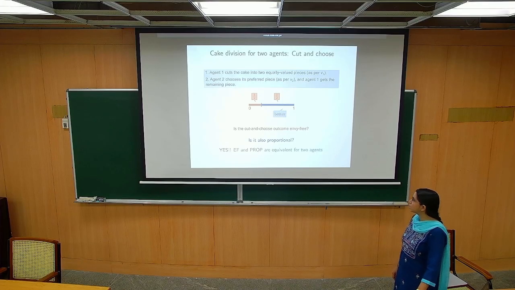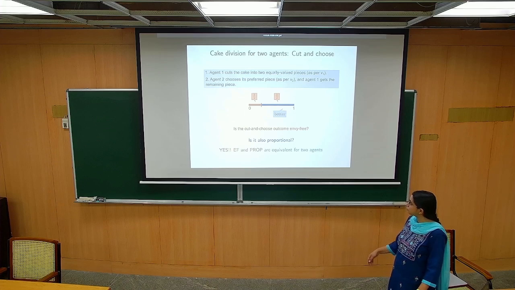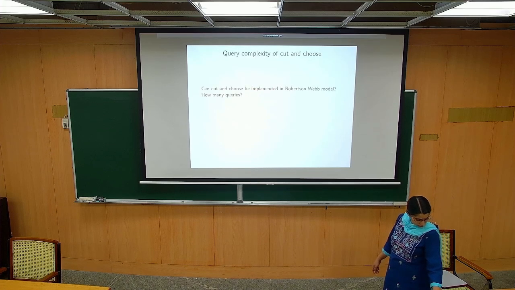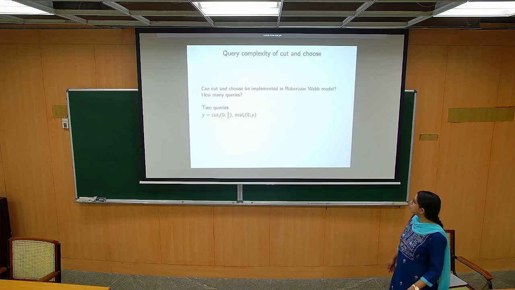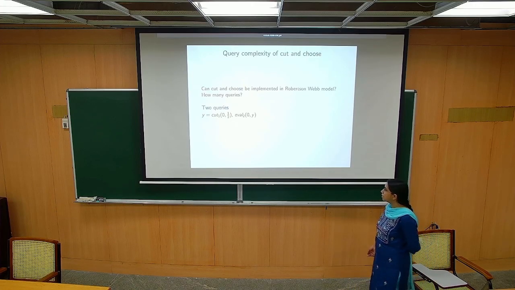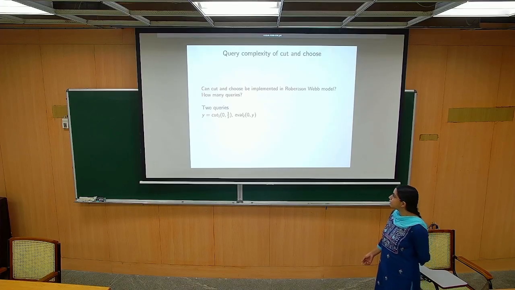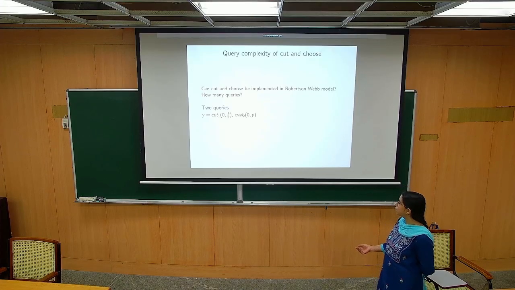Two, right? We have to ask agent 1 a cut query, cut 1, so it can be implemented in the Robertson-Webb model, and these are the two queries we asked. Cut 1 0 comma half gave us a point y, so that agent 1's value for 0 to y is exactly half, and hence for y to 1 is also exactly half. And then we asked the eval query for agent 2 to identify the better piece.